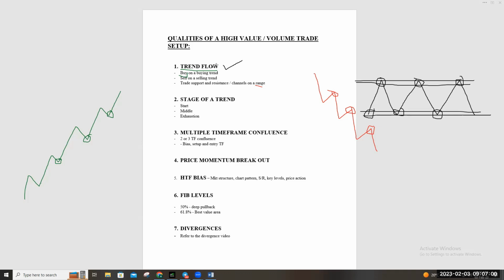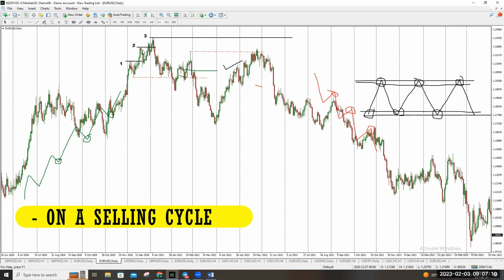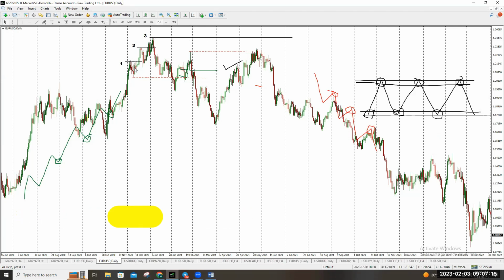An example of that on a chart. If you're on a selling cycle, you expect the market to first hit a top and give you an institutional reversal pattern. This is something that you can learn from the video on reversals. We have a 1, 2, 3 to the top, creating a high that wasn't broken, and we get a lower high. Meaning now we're done with that peak, and the market is going to flow down.